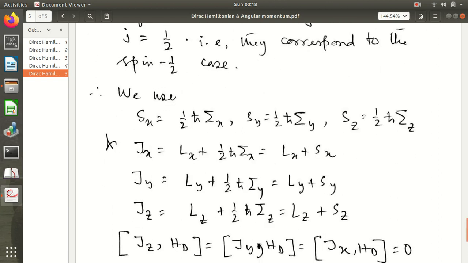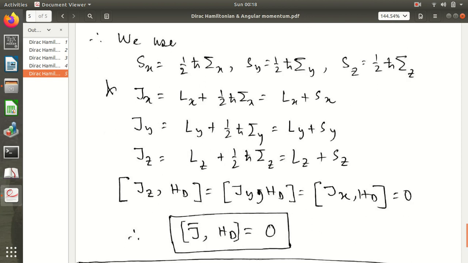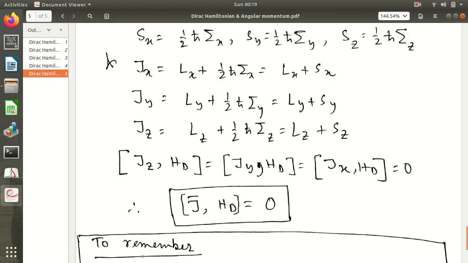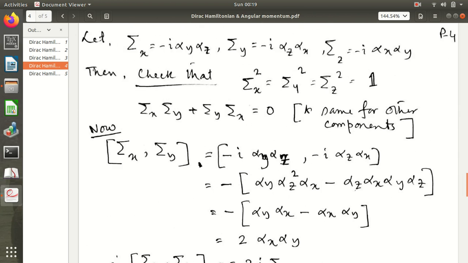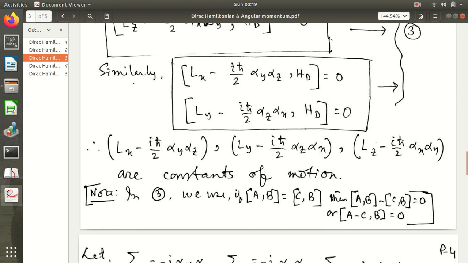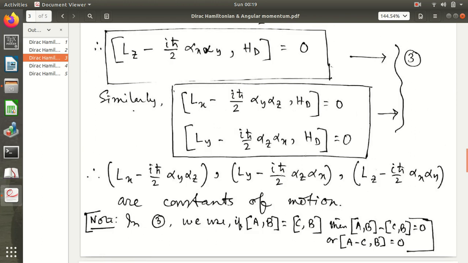So let us now use half ħ Σx as Sx, half ħ Σy as Sy, and Sz equals half ħ Σz. You now define your Jx as Lx plus Sx, and Jy, Jz defined this way, and you see that Jz commutes with HD, Jy commutes with HD. We have already checked this, now we just write it symbolically. We checked it in the previous part. This is actually nothing but Jx in our new symbol. This is our Jx, this is our Jy, and this is our Jz.